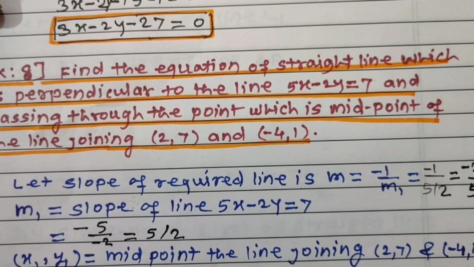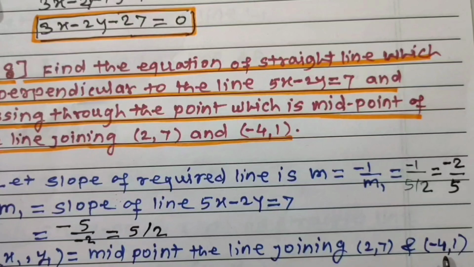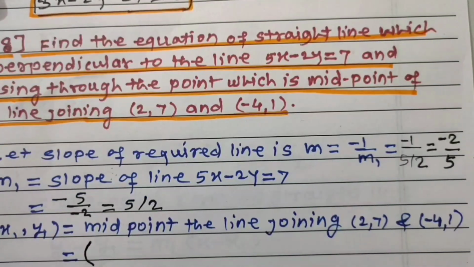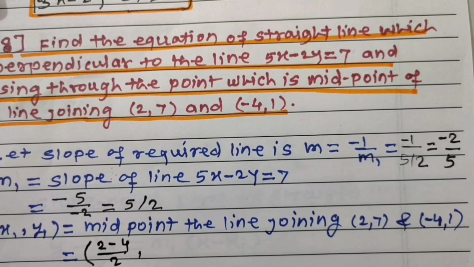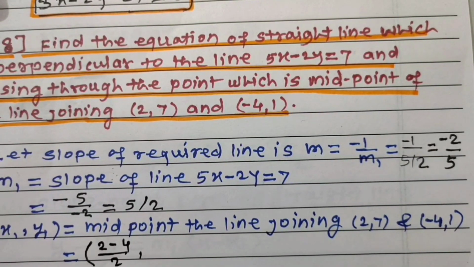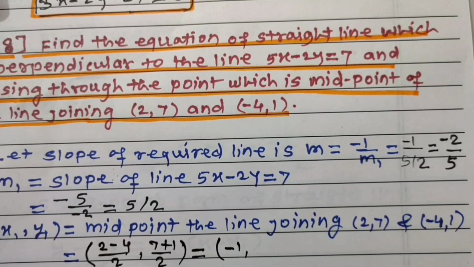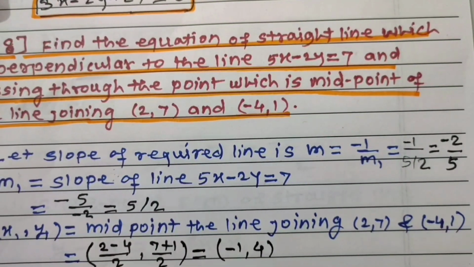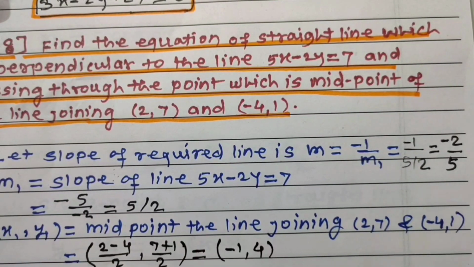We are assuming point x1, y1. This is midpoint of the line joining 2, 7 and next point is minus 4, 1. Okay, which is given by 2 minus 4 divided by 2, which is x coordinate, and 7 plus 1 divided by 2, which is equal to, we can write 2 minus 4, minus 2 divided by 2. That is minus 1, 7 plus 1, 8 divided by 2, 4. Okay. Required line passing through this point and its slope is minus 2 upon 5.